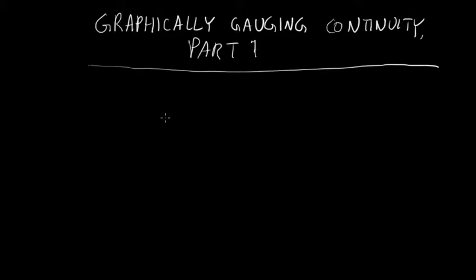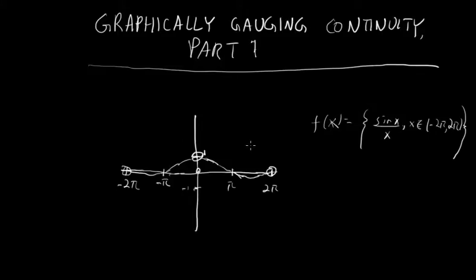In this video, we're going to be going over several examples of continuous functions as well as those with points of discontinuity. So the first function we're going to be looking at is the infamous sine x over x function. In particular, we're going to define f of x as sine x over x in the open interval negative 2 pi to positive 2 pi.